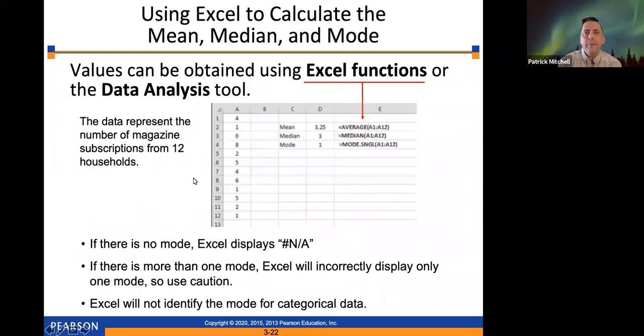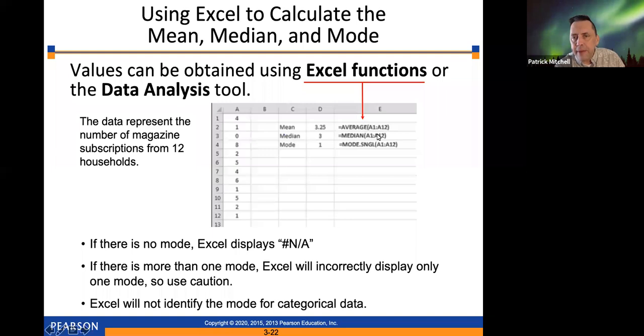All right. The last few slides just deal with Excel. And again, I'm not doing much with Excel at this point in the semester, but I will show you how this works. So you find the mean or the median or the mode using a formula. The formula for mean is called average. Excel does not know the word mean. And you put in the range of cells where your data are.